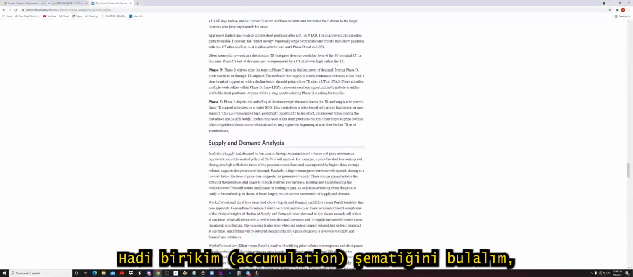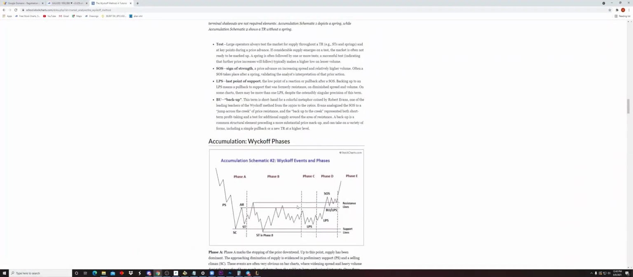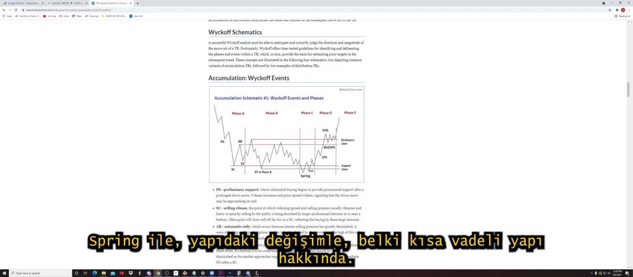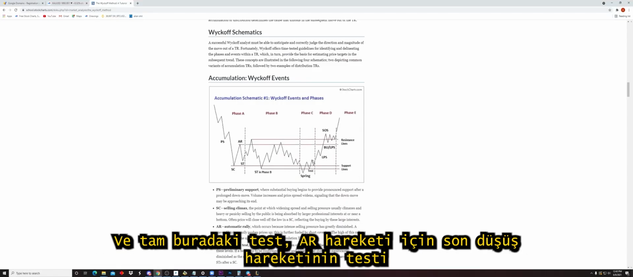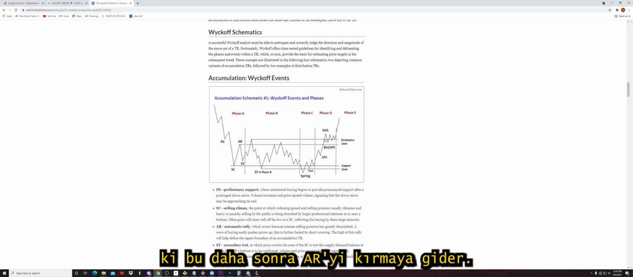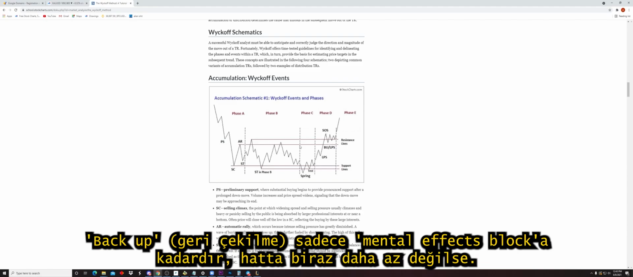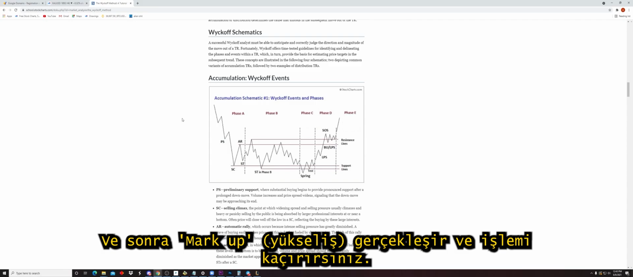Let's go find the accumulation schematic. That will be delivered to you like so, right? With the spring, the shift in structure, maybe above like short-term structure, and the test right here of the last down move before the up move that then goes to break the AR. And as you can see, as it breaks it, it makes the real sign of strength. The backup is only to the MentFX block, if not a little bit less, and then the markup occurs and you miss out on the trade, right?